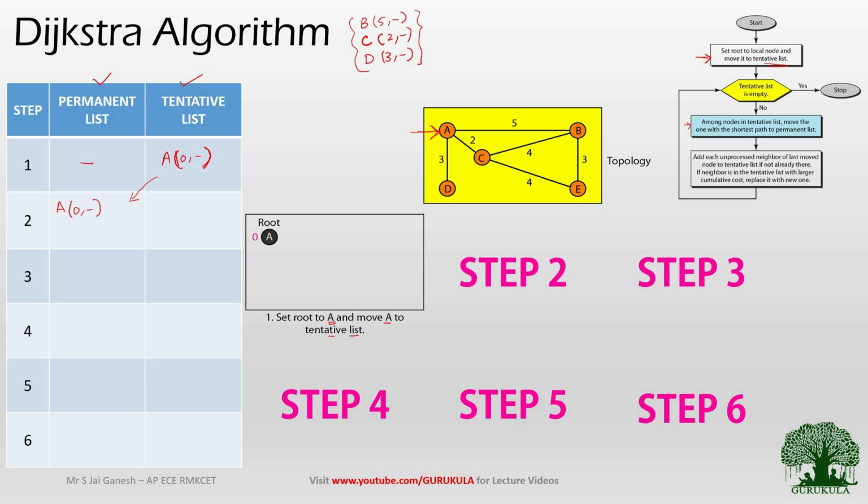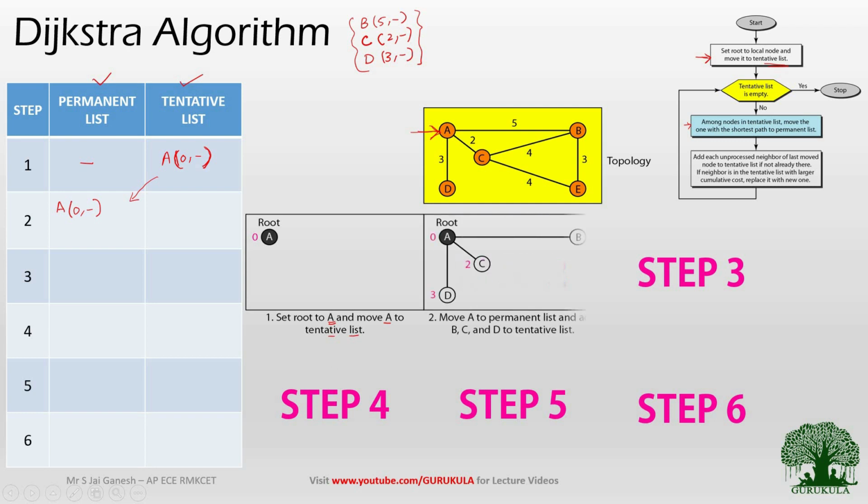So these three entries are the neighbors of A. None of these nodes are already processed because we have not visited B, C and D. So we need to add these entries to the tentative list. B can be reached with the cost of 5 and it is a directly connected node, C can be reached with the cost of 2 and it is directly connected, and D can be reached with the cost of 3 and it is a directly connected node. So the second step is done, and now I have to repeat this process until the tentative list becomes empty.